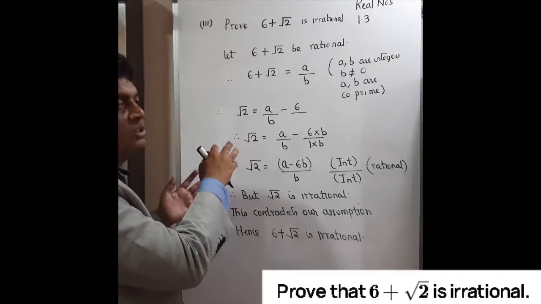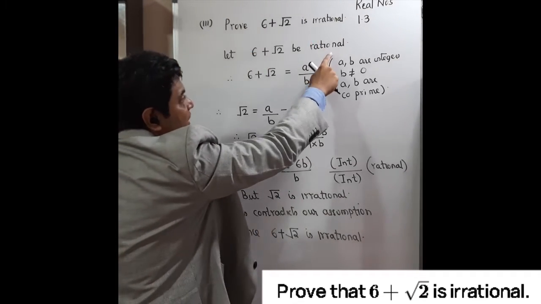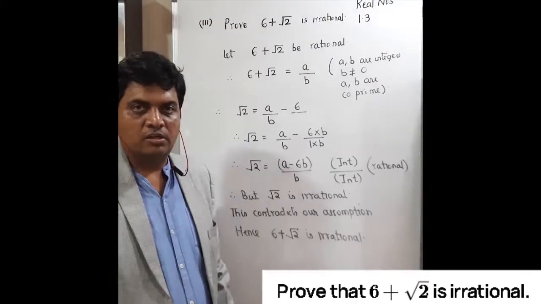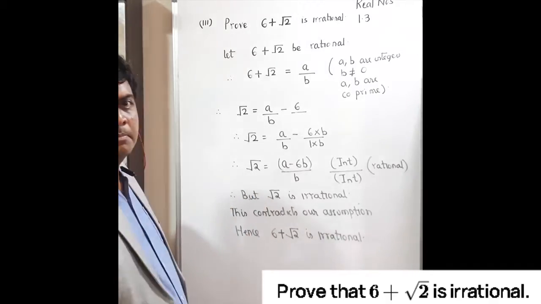And what was our assumption? That 6 plus root 2 is rational. And hence 6 plus root 2 becomes irrational. Please note down this sum.